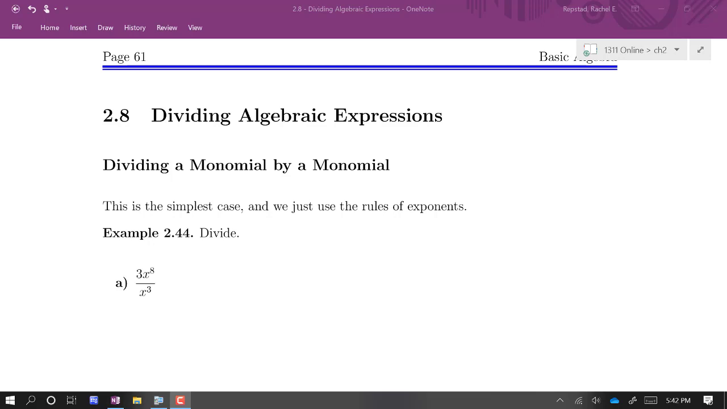In this example, in part A, we got 3x to the 8th over x cubed. We're going to apply our rules of exponents. We know we can subtract those exponents. And we get 3x to the 5th.